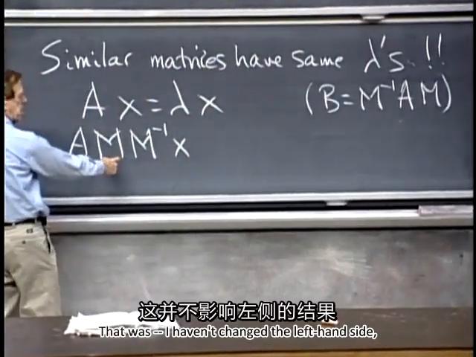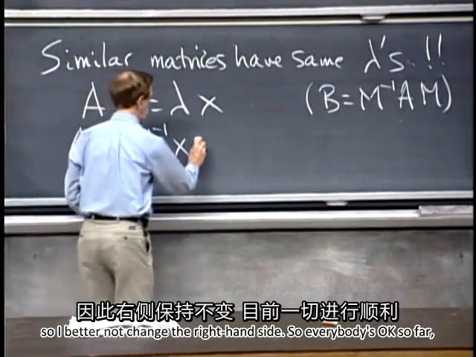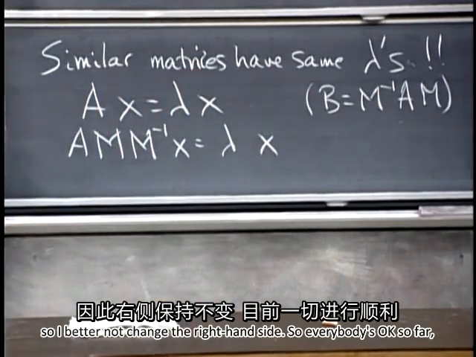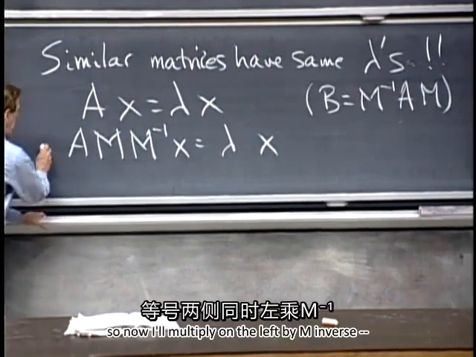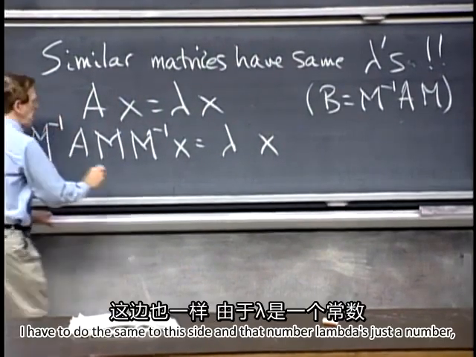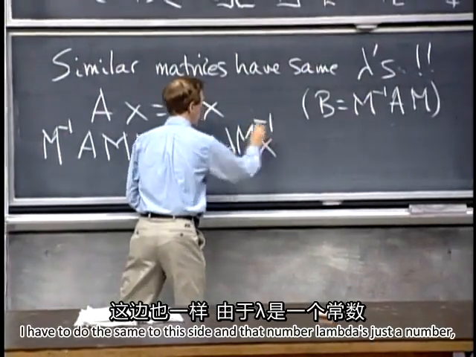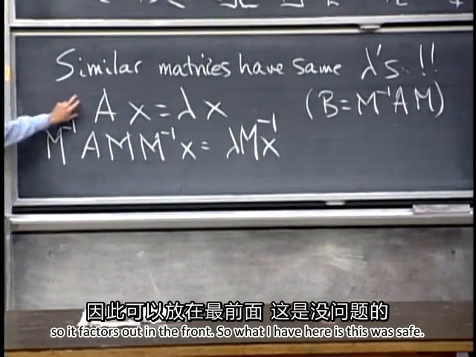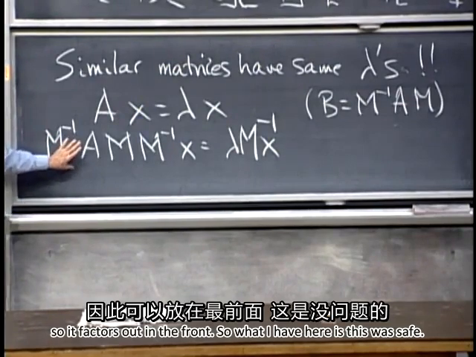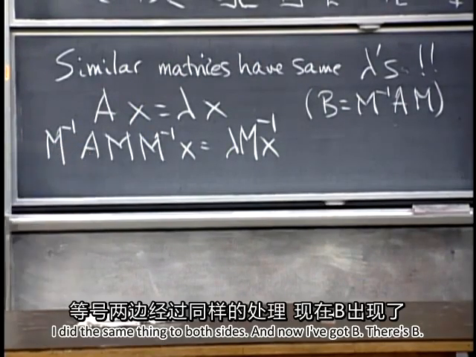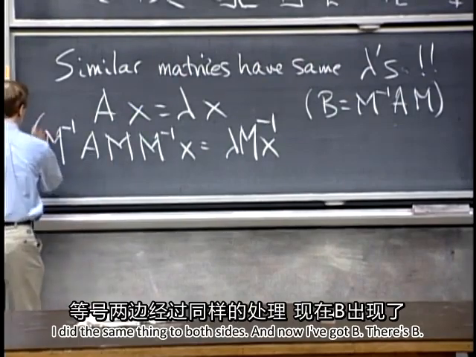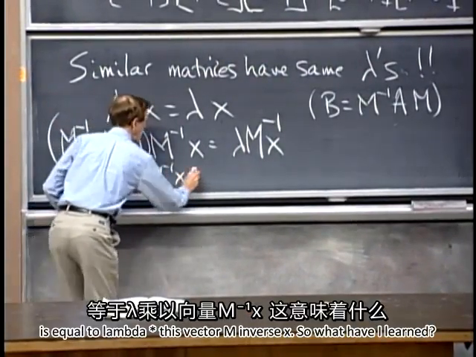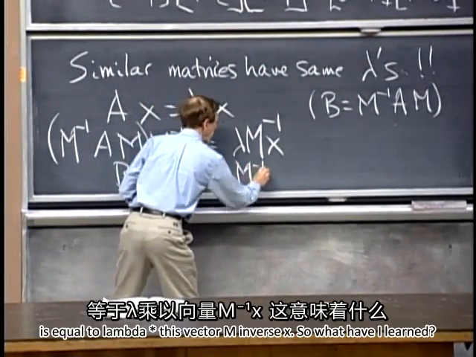I haven't changed the left-hand side, so I better not change the right-hand side. So everybody's okay so far. I just put an M. So now I'll multiply on the left by M inverse. I have to do the same to this side. And that number, lambda, is just a number, so it factors out in the front. So this was safe. I did the same thing to both sides. And now I've got B. There's B. That's B times this vector M inverse x is equal to lambda times this vector M inverse x.